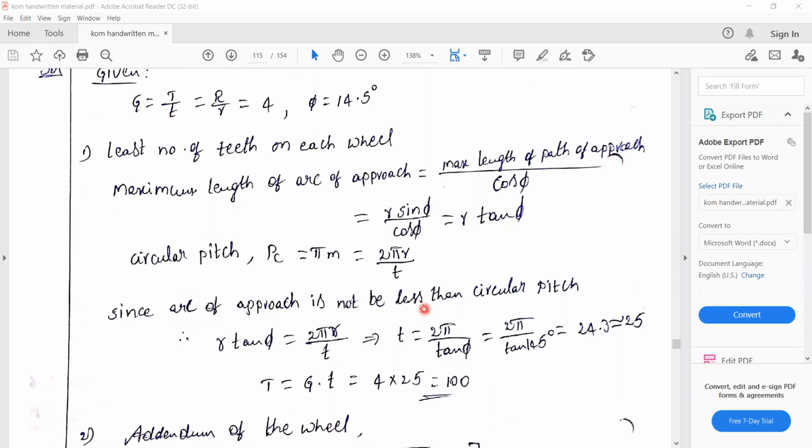Already we told in an earlier problem. What is the formula for circular pitch? Pi m, sir. Yes, good, very good. Pi m. So that value has to come up, in terms of pi m.